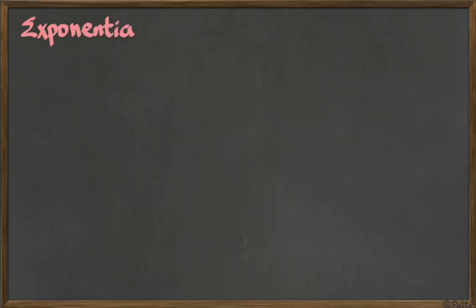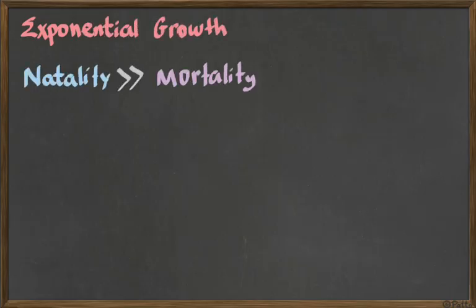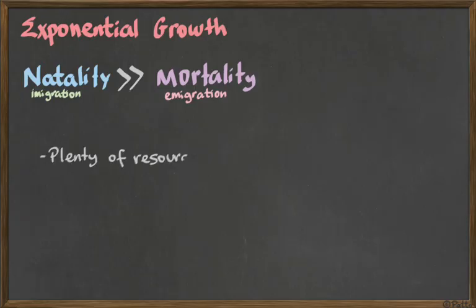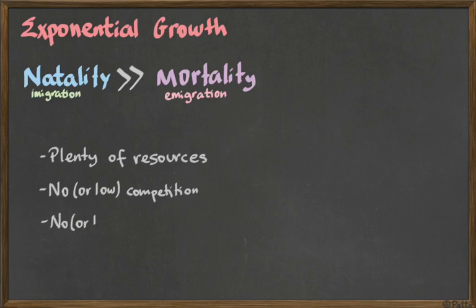Okay? So, question. Natality is much bigger than mortality, or natality and immigration much bigger than mortality and emigration. So in this case, we have an exponential growth, right? But for this to happen, you need to have plenty of resources, lots of resources, no or very low competition, because if there's plenty of resources, there's no competition. You're going to have no or very low predation. Okay? If you have very few organisms, it doesn't manage to maintain the predator population.